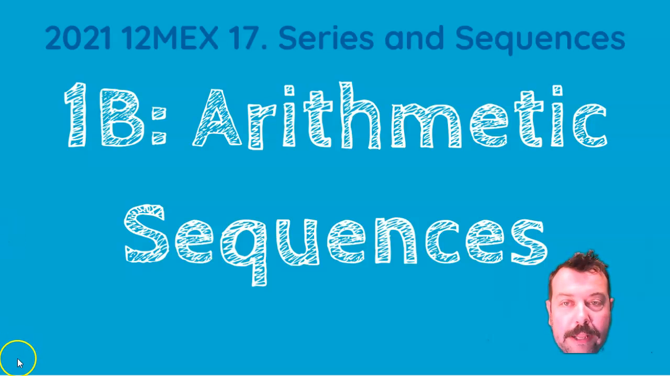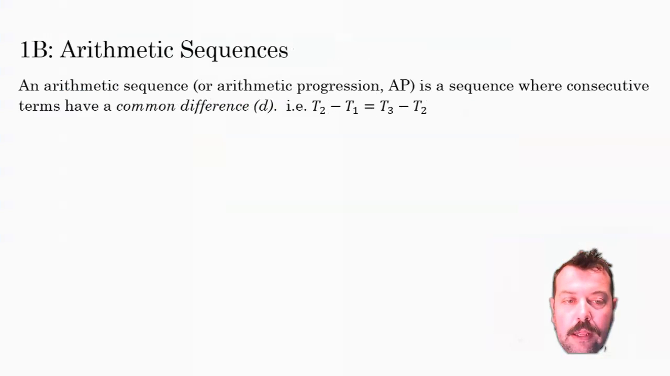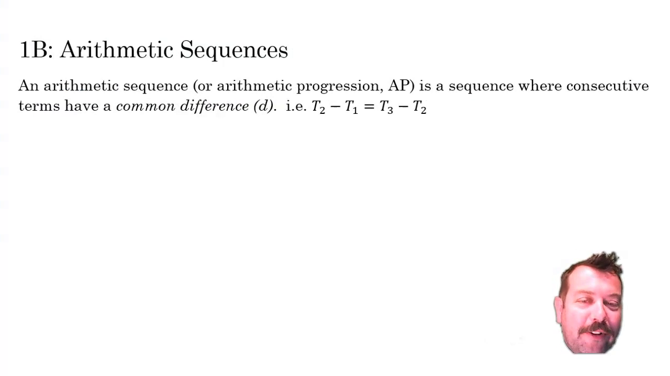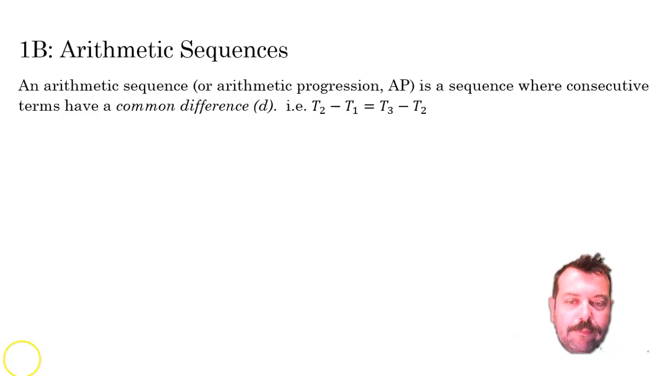Today we're looking at arithmetic sequences. Now these are a sequence, an ordered list of numbers. But for an arithmetic sequence, consecutive terms have the same difference. So to get from term 1 to term 2, we add or subtract the same number that we would add or subtract to go from term 2 to term 3. Or in other words, T2 minus T1 equals T3 minus T2, or T11 minus T10. We have a common difference, which we abbreviate with a lowercase d.